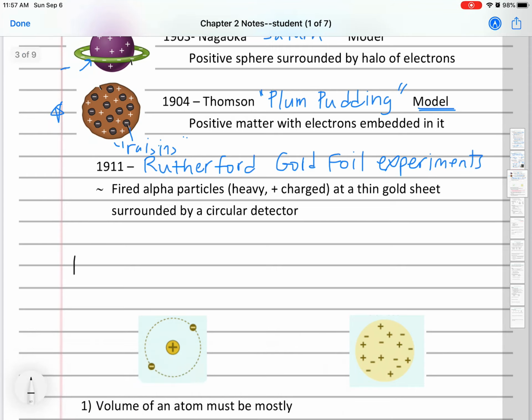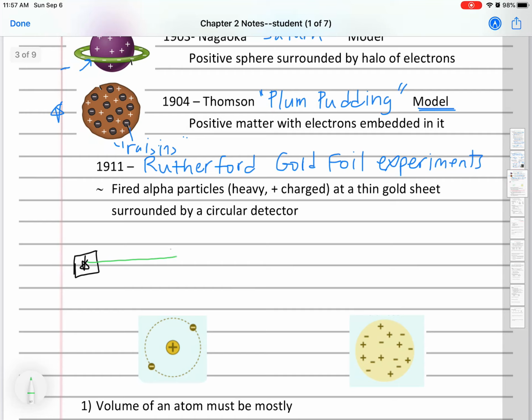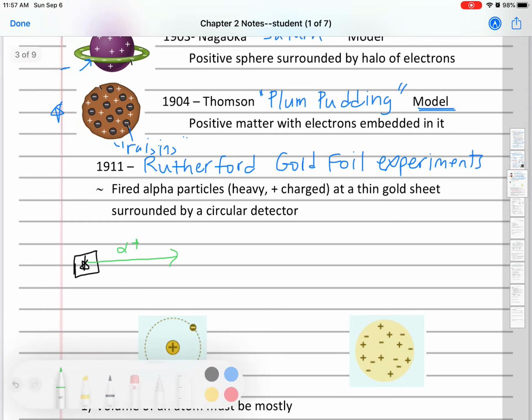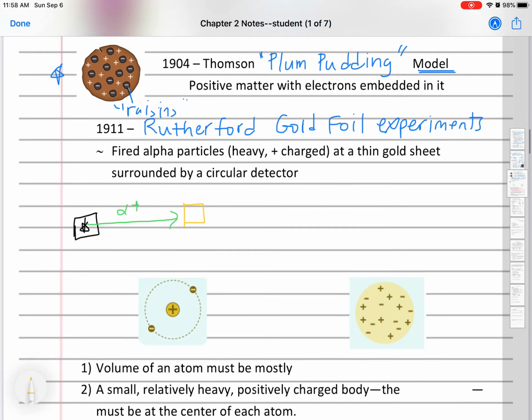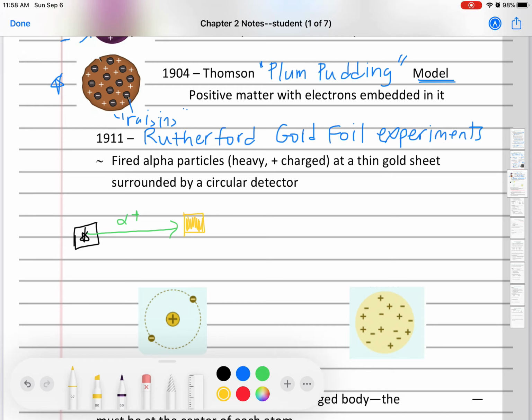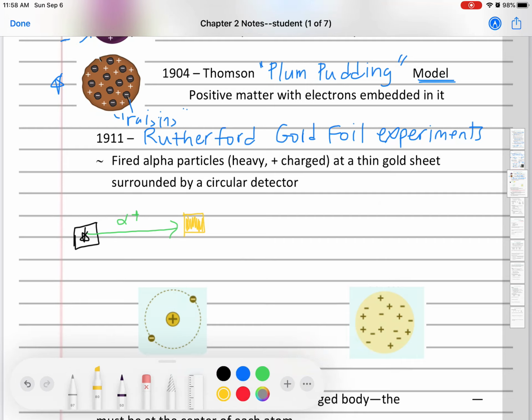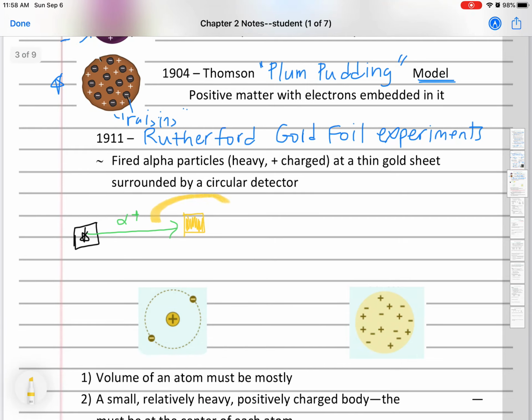All right, so in Rutherford's gold foil experiment, what he did is he took some radioactive material that could shoot out these radioactive particles called alpha particles. And alpha particles are positively charged. And then over here, he had a piece of gold foil, so a very thin sheet of gold metal. And then he had a detector screen surrounding it. So here's the detector.